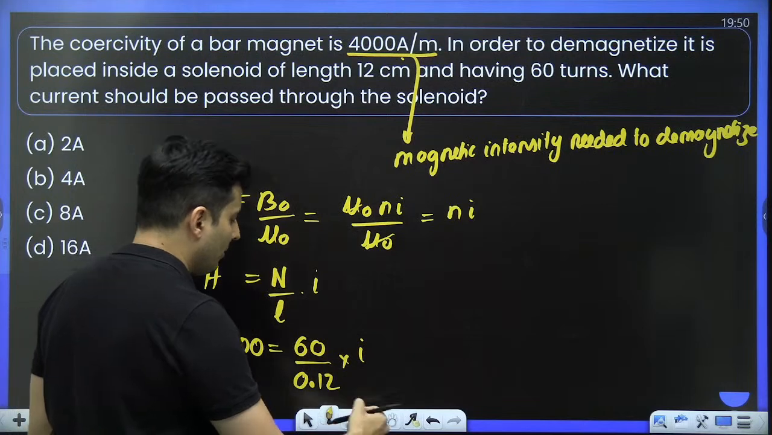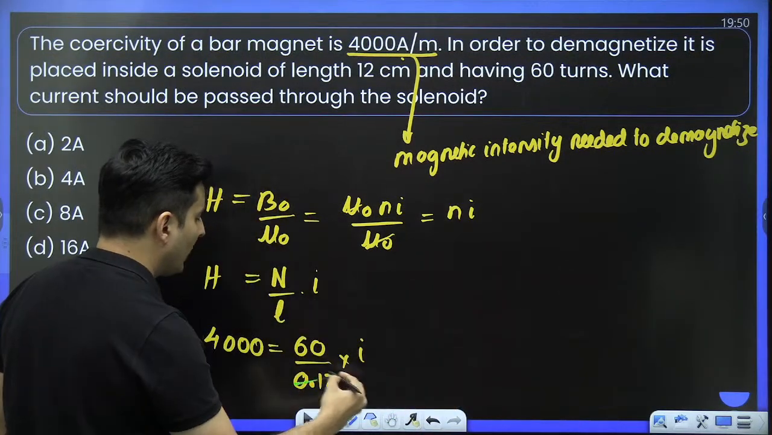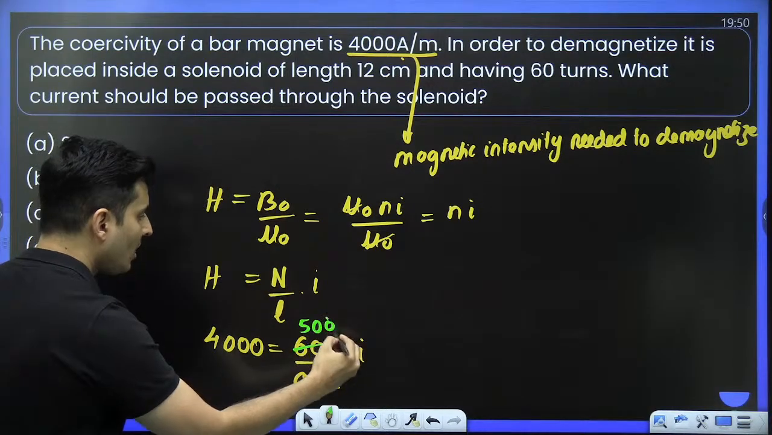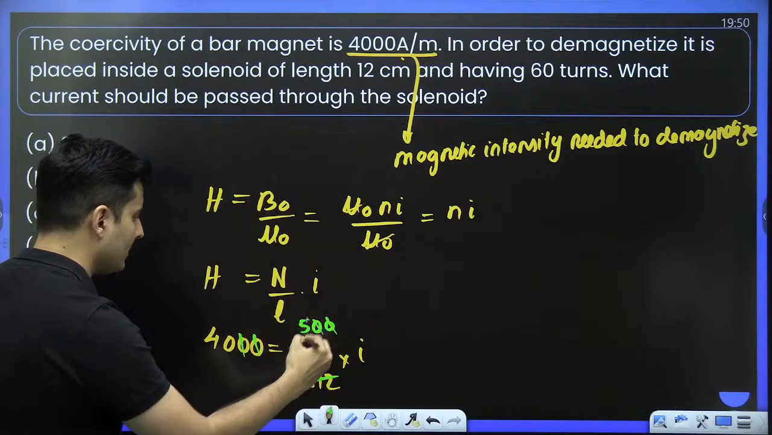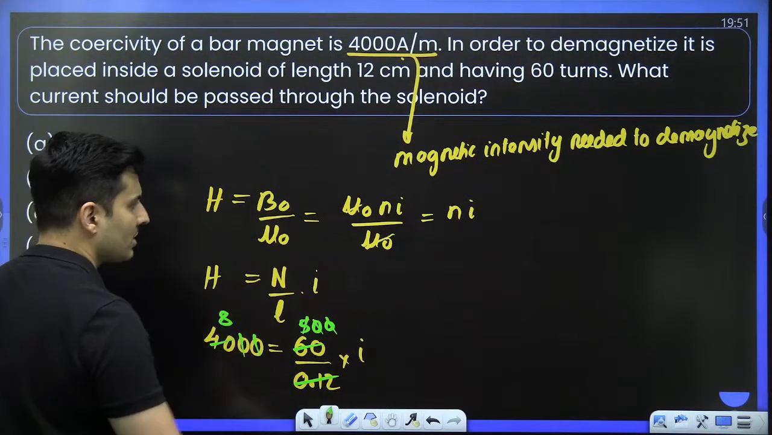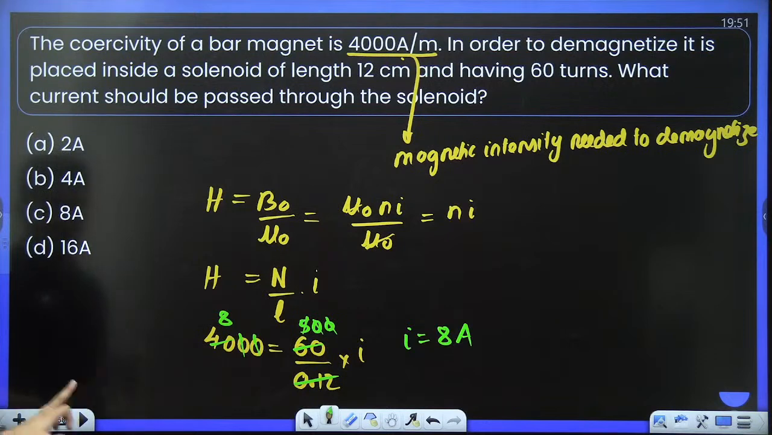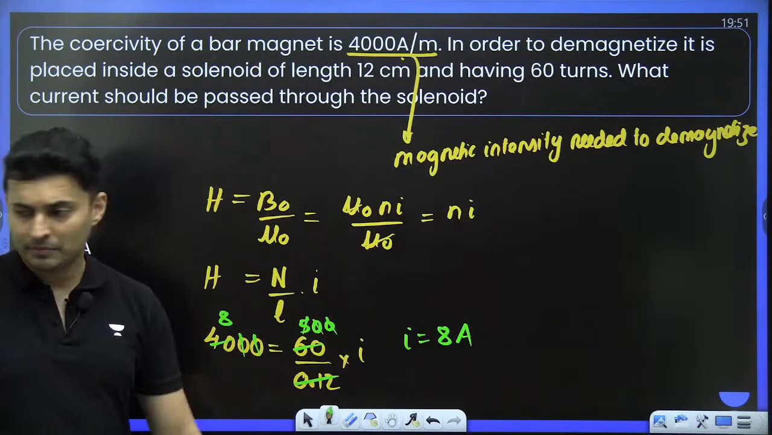So now do the math over here. 12 goes with 60 5 times, but because of the decimal, it will become 500. This 0, this 0, this 0, this 0 cancels. 5 cancels with 40 8 times. So basically the current will be 8 amperes. 8 amperes is option C. Yes, that's the correct one.